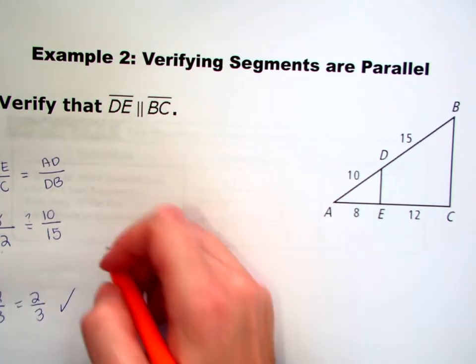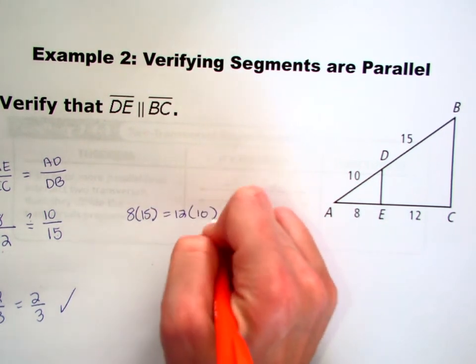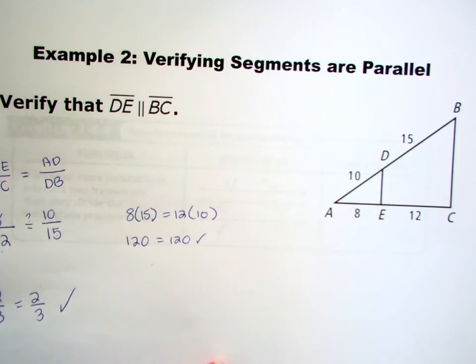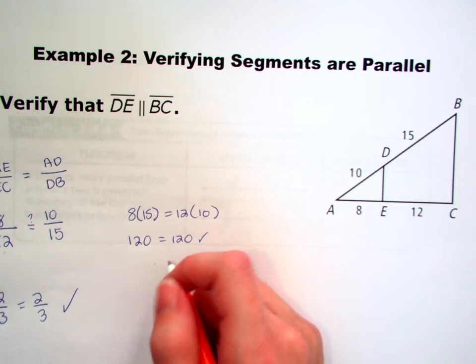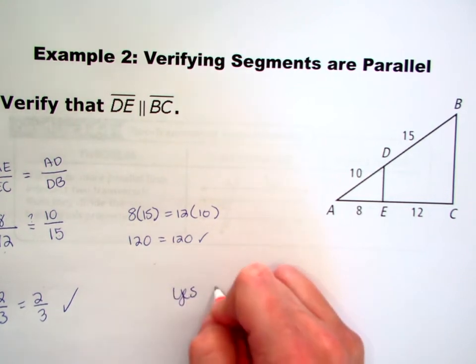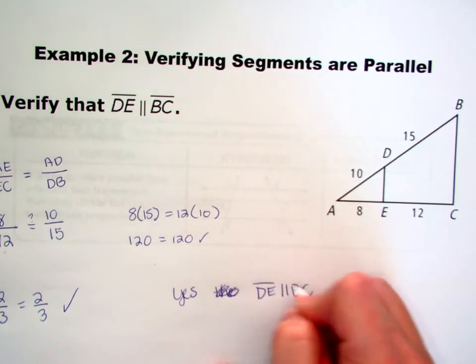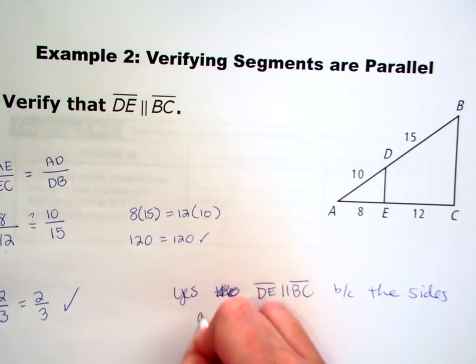The other thing you can do is cross multiply. You can do 8 times 15 is equal to 12 times 10. And what you're going to find is you get 120 equals 120. So that works too. So now that you've just proven that the sides here are proportional, we can say yes, DE is parallel to BC because the sides are proportional.